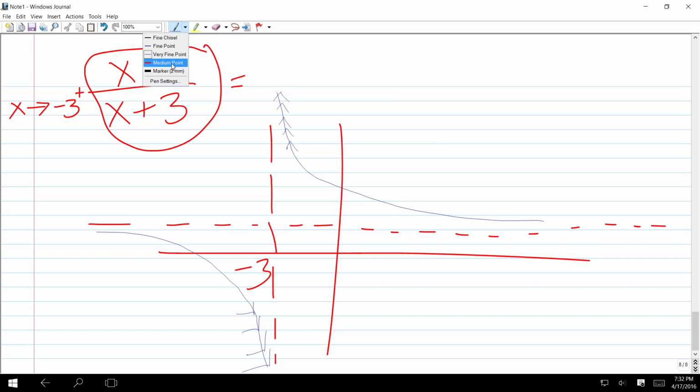The reason I don't like to use the blue is because it's so thin. Thickness of the red there.